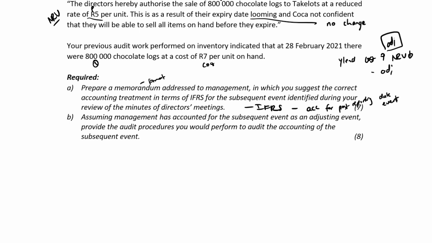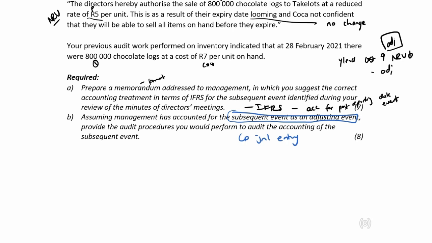And the second question, assuming management has accounted for the subsequent event as an adjusting event. Guys, this should just trigger some assistance with how you should be accounting for it. Provide the audit procedures you would perform to audit the accounting of the subsequent event. So ultimately, this is to audit the journal entry for the adjustment.